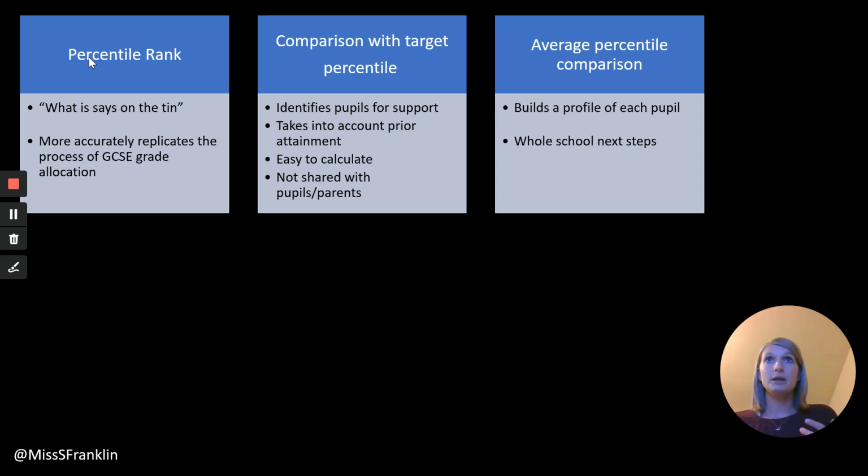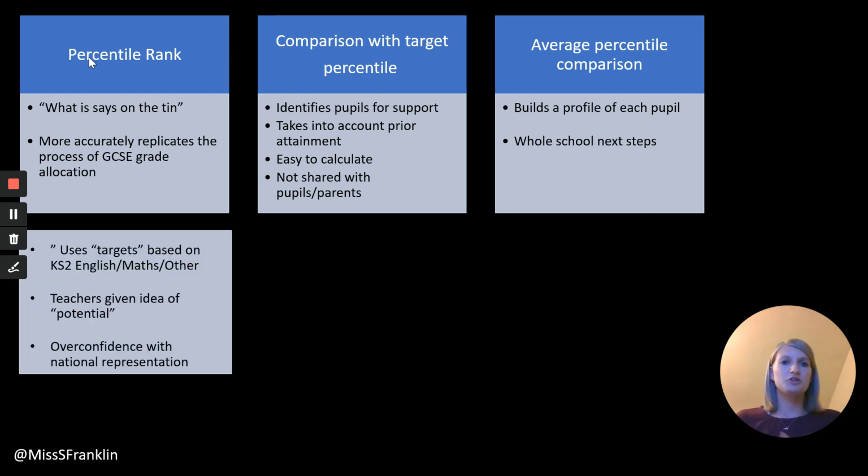So whilst I can understand some of the incongruence between what I'm saying and what I'm showing now, because we have to have a multi-purpose system, I am confident that what we have now is better than what we had before, because we don't have target grades and GCSE grading on their work. What the pupils experience is very different in terms of the percentages, and this is working behind the scenes. And the average percentile comparison allows us to build a profile of each pupil and then allows us to inform next steps.